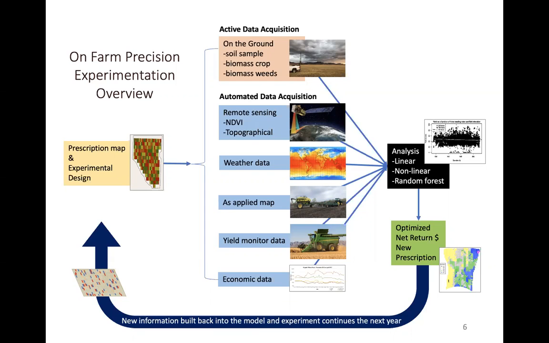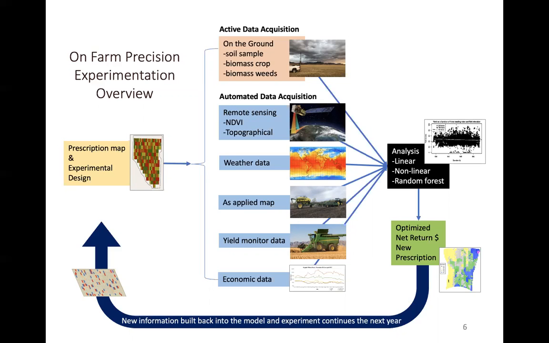And that's the output of the experiment, which we base our results on. And then finally, economic data. We want to make this overall an economic model so that the farmer understands how much money they are making or losing by developing these practices. And all of that goes into our analysis, which we run to try to determine what is the optimum input rate at each point on the field over an entire field.